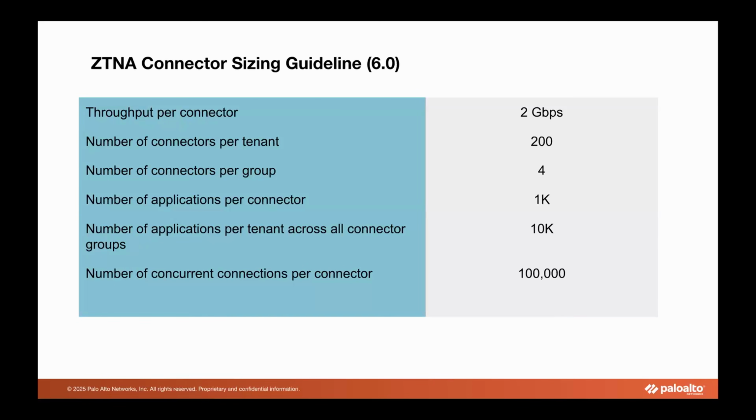And similarly, the number of connectors per tenant, as mentioned, is 200. We basically support 200 connectors in a tenant. As mentioned before, we are supporting 4 connectors per connector group, and the number of applications per connector is 1K, the number of applications per tenant is 10K, and we do support 100,000 concurrent connections per connector as of today.